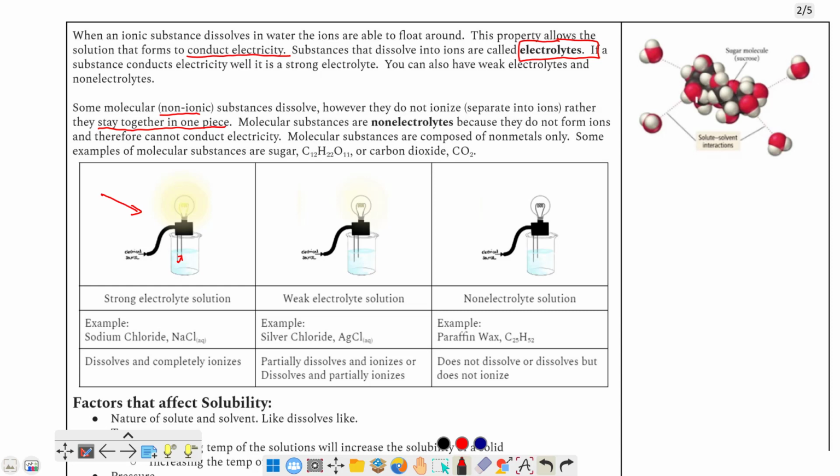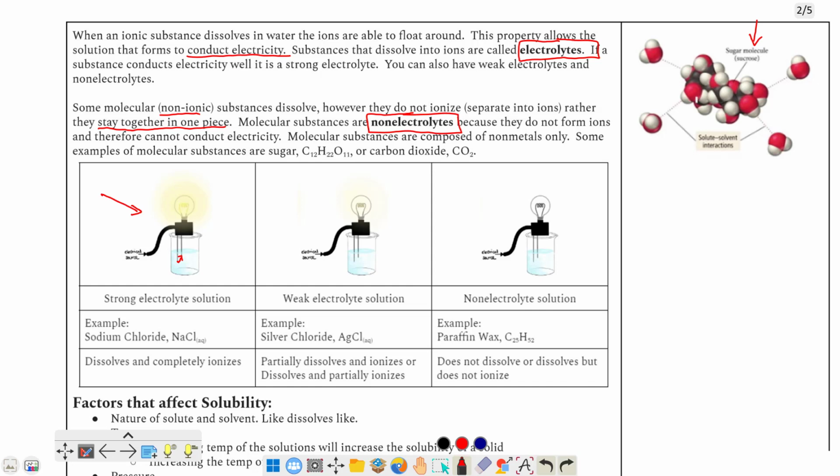Here's an example over here. It's a sugar molecule, and you can see the water molecules attracted to it, but it's too large to break apart, and the bonds holding the molecule together are too strong to break apart, in the way that ions can. So we refer to these substances as non-electrolytes because they don't conduct electricity.